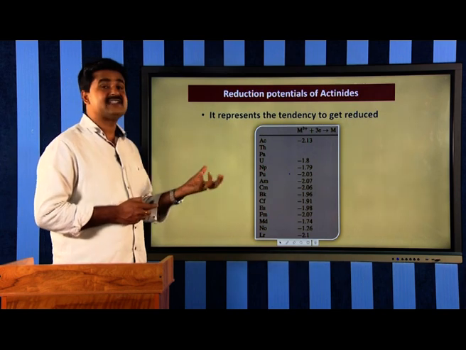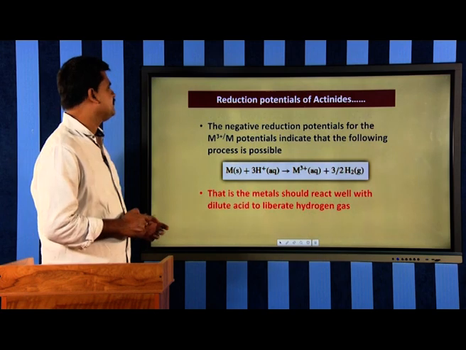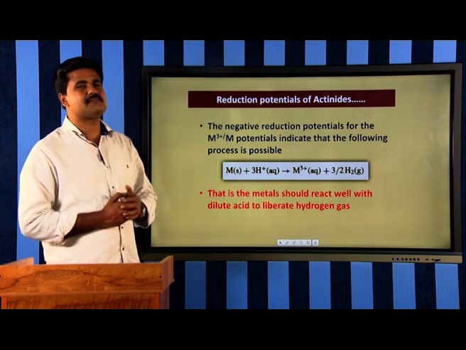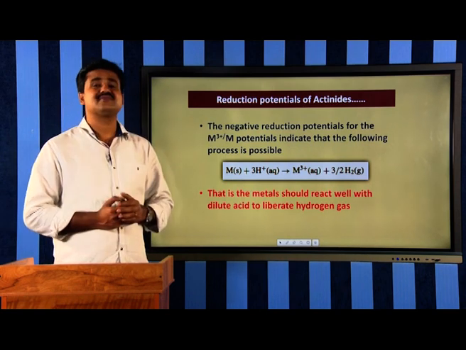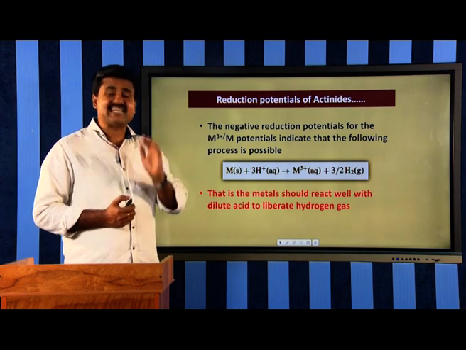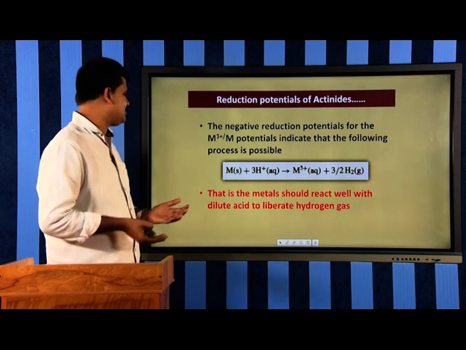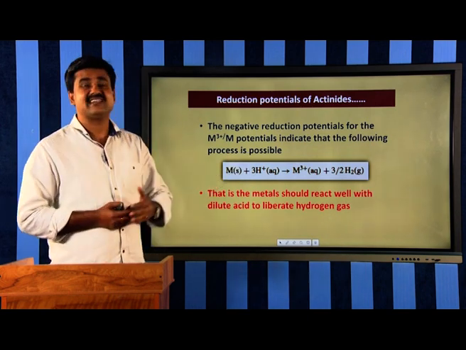We can arrive at some important conclusions from this reduction potential data. The negative reduction potential for this M3+/M couple indicates that the following process is possible. Since reduction potentials are negative, oxidation potentials are highly positive. So the metal has a tendency to get converted to the trivalent cation.